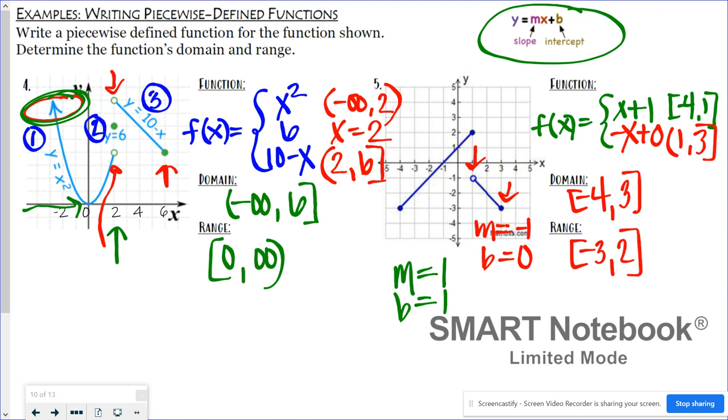So that's how we can write piecewise function formulas given a graph. Simply look at each piece and ask, what's the slope? What's the y-intercept? You may have to extend the line to see what that y-intercept is, and then simply identify the domain of each piece.